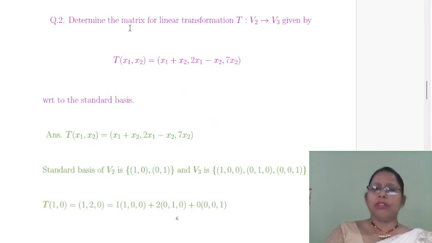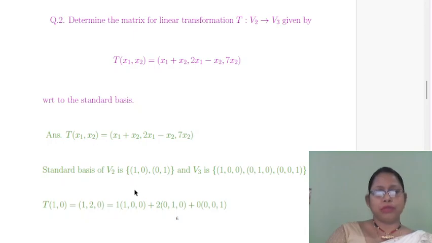Take another example. Determine the matrix for the linear transformation T from R2 to R3 given by T(x1, x2) equal to (x1 plus x2, 2 x1 minus x2, 7 x2) with respect to the standard basis. We know that the standard basis for R2 is (1,0), (0,1) and for R3 is (1,0,0), (0,1,0), (0,0,1). Now we find the T image of these elements, as this is the basis for R2.